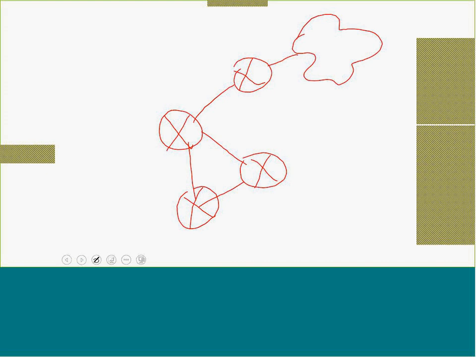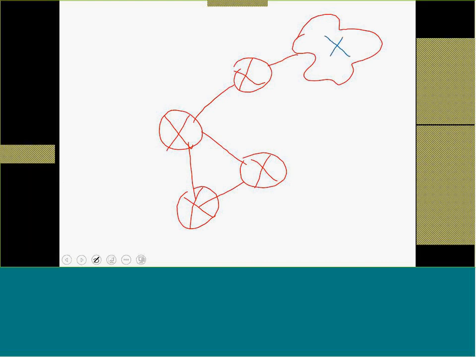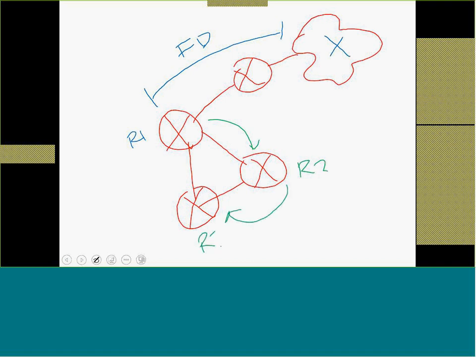So we've got network X in the cloud. And obviously there is a metric to get to network X here, which is a feasible distance to get to network X metric. And by the way, this is all from the perspective of R1. Now R1 is then going to advertise that network to R2, and R2 is going to advertise that network to R3. Potentially, R3 might then advertise the same network back to R1.